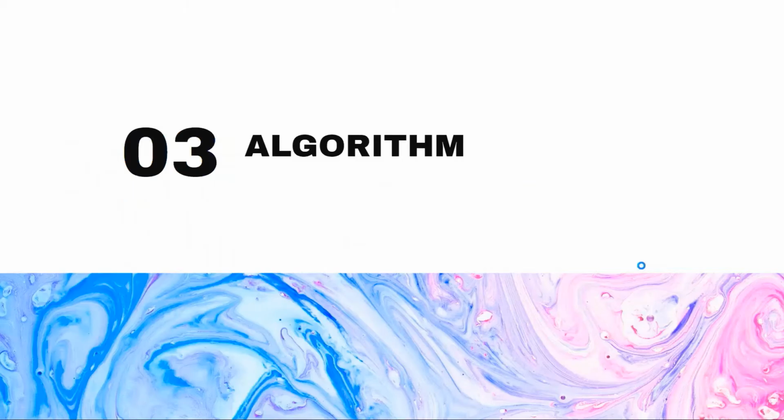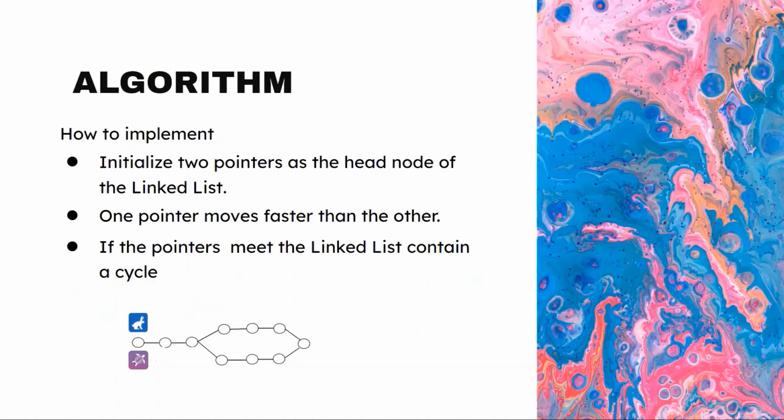Continuing, let's see the actual algorithm. The Floyd cycle algorithm is easy to implement. It only needs two pointers. One pointer moves faster than the other. If the fast pointer and the slow pointer meet, it symbolizes that the linked list contains a cycle. Hence, we have to remove the loop from the linked list for any further operations.